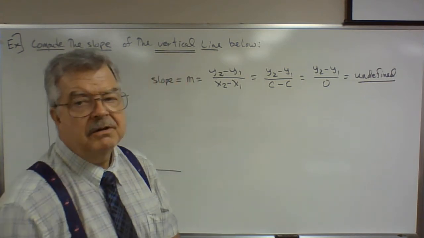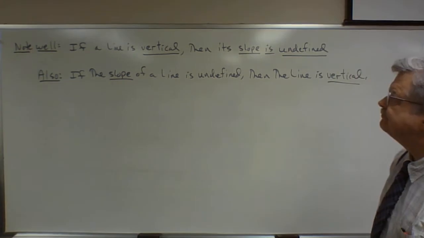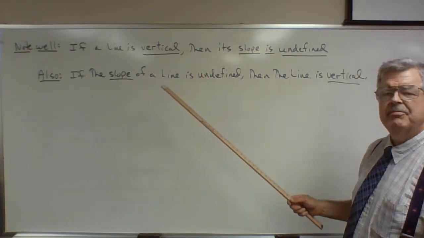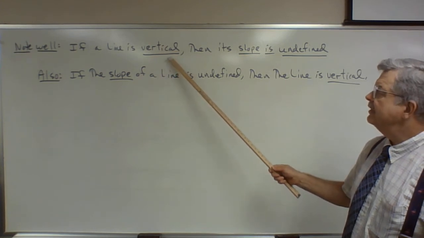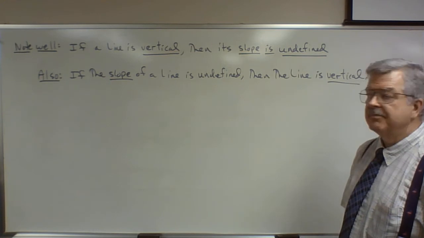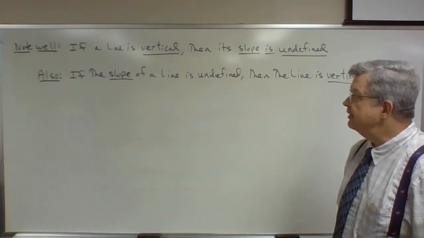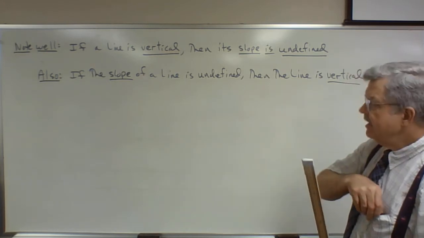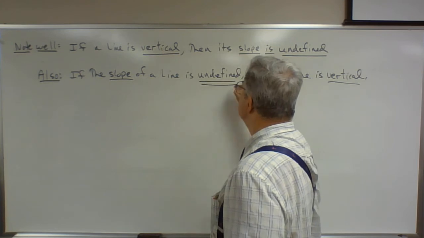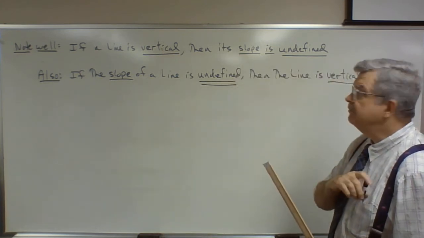So what have we learned from this example? This is what we learned from the previous example. If a line is vertical, then its slope is undefined. Does it work the other way around? It sure does. If the slope of a line is undefined, then the line is vertical.